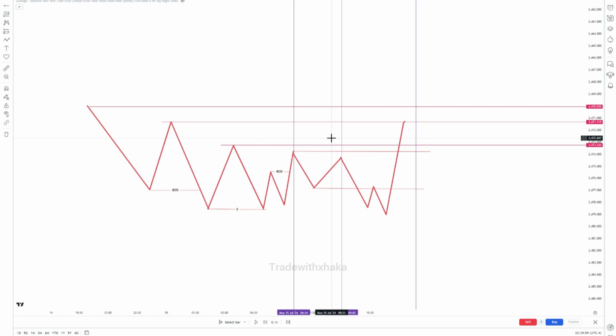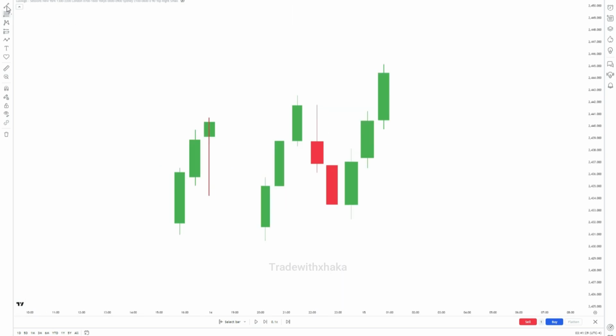Now I will take you to a valid pullback for you to see how a pullback works. And pay attention, people got confused concerning pullback. I want to tell you that whenever price takes liquidity, that the previous candle was taken out, whether by wick or body, the pullback is valid. You understand? So here is a valid pullback.